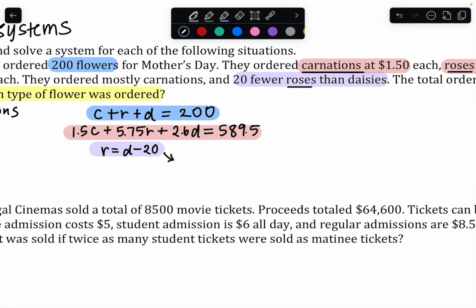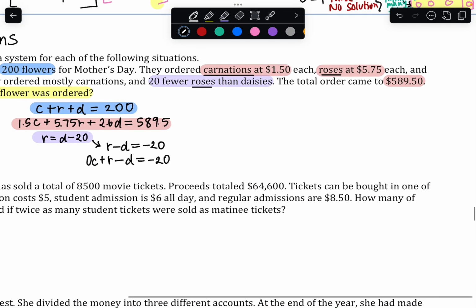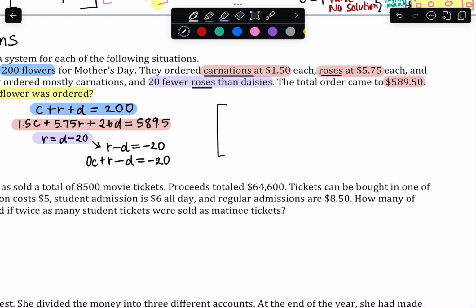First I'm going to subtract D from both sides so that my variables are on the same side of the equation. And since I'm missing the C variable, I'm going to put 0C plus R minus D equals negative 20. That way I can set up an augmented matrix. For my augmented matrix, I'm going to put my C column, the R column, the D column, and then we'll have our constants over here to the right.